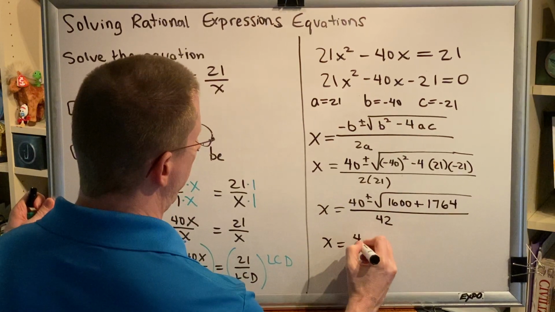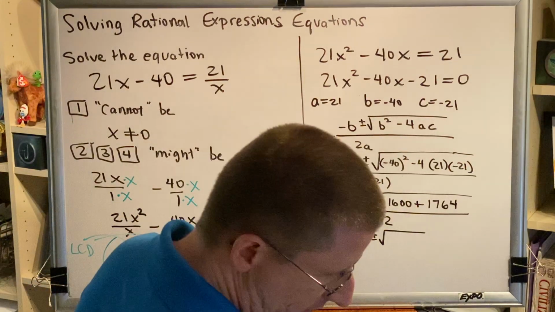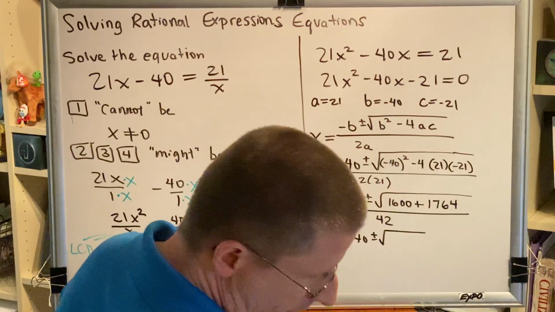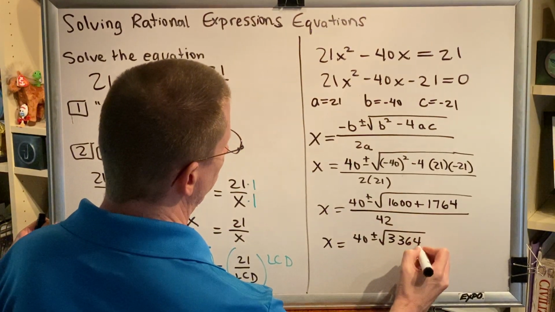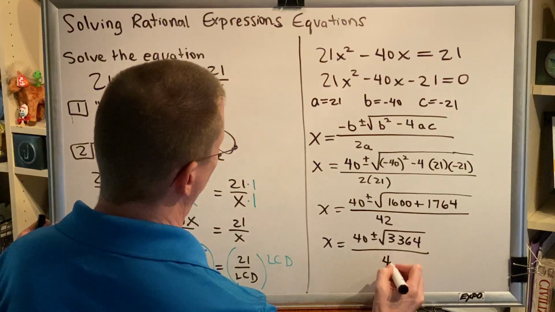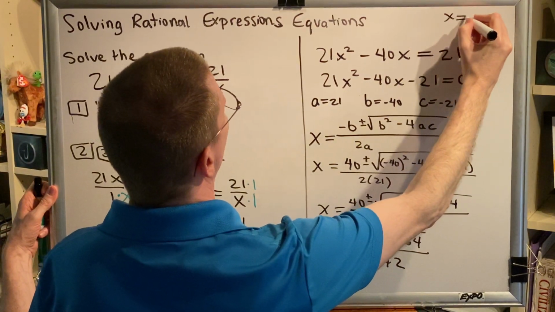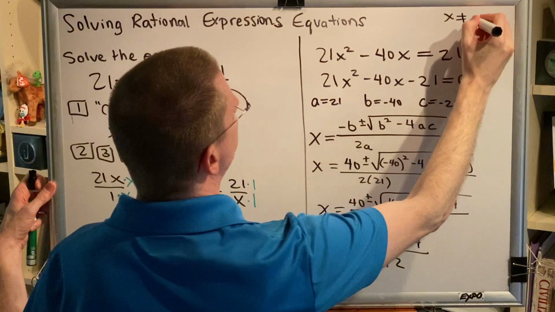X equals 40 plus or minus the square root of 1764 plus 1600 is 3364. All divided by 42. I'm beginning to run out of room, so I'm going to document that in step 1 we discovered that x cannot be 0.